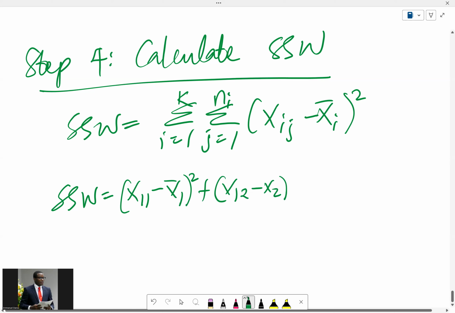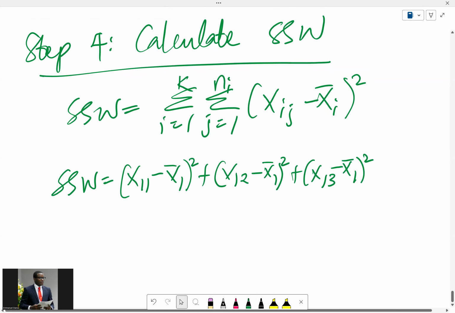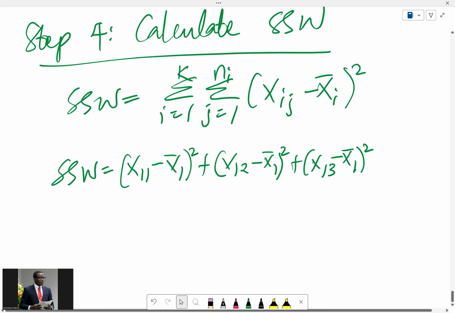Okay, this should still be X1, right? So minus X1 squared plus X1, 3, minus X1 bar squared. Now, this is for group 1. We are talking about within the groups now. This is for group 1. So for group 2, it will be X21.